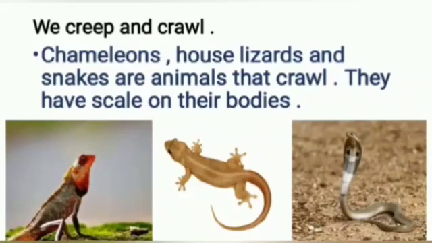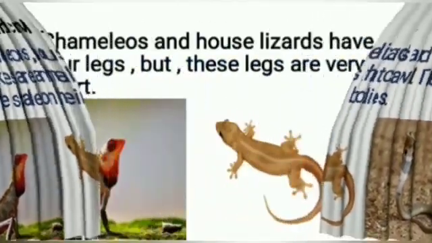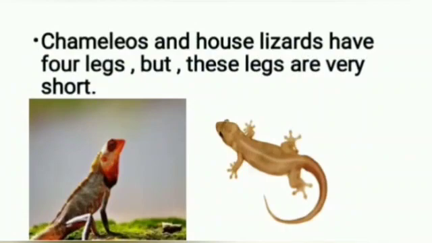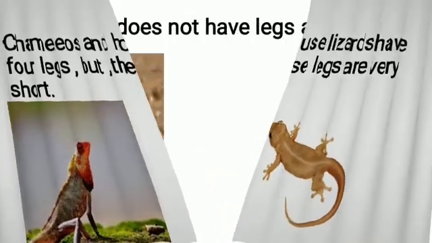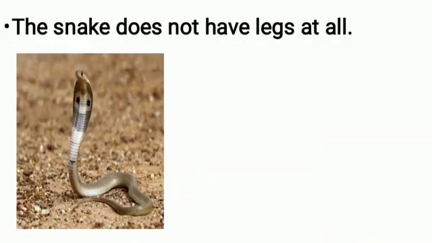Students, observe this picture of chameleons and house lizards. They have 4 legs and these legs are very short. We observe these two animals in our surroundings. They can crawl and they can creep on the ground. We will see about the snake. Dear students, a snake does not have any legs at all. It can crawl on the ground. As we have observed many times, a snake runs fast, but it does not have legs. Without legs, it can crawl on the ground.